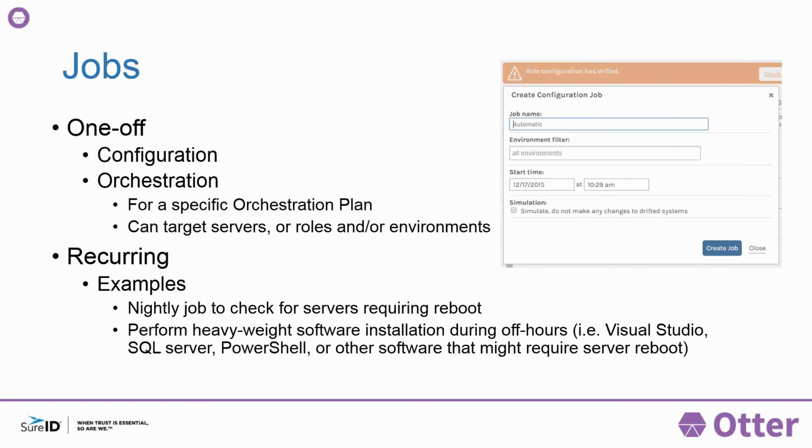Another thing you might want to use jobs for, a scheduled job, would be for maybe a heavyweight software installation. We use it for things like when we need to install SQL Server or a Visual Studio upgrade to a set of servers. It might be good to do that in the middle of the night or something, when the build servers don't have high demand.